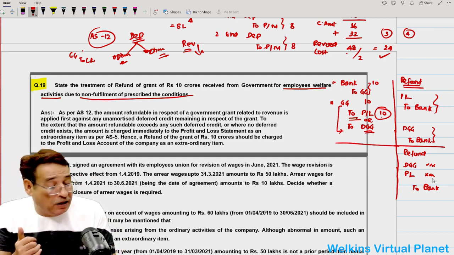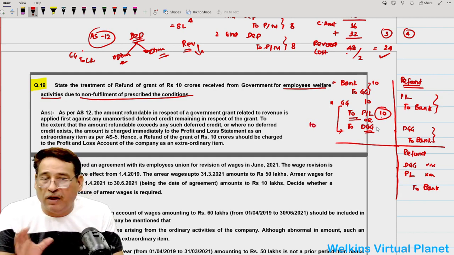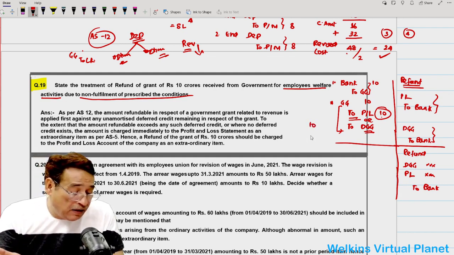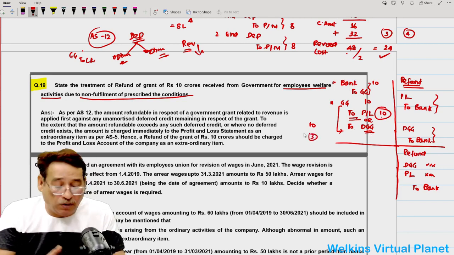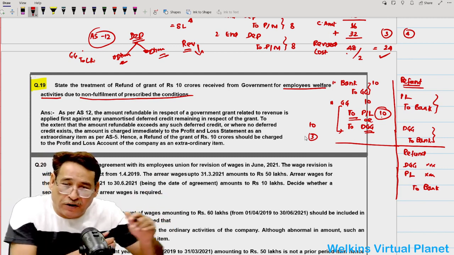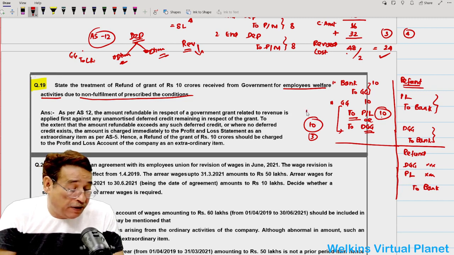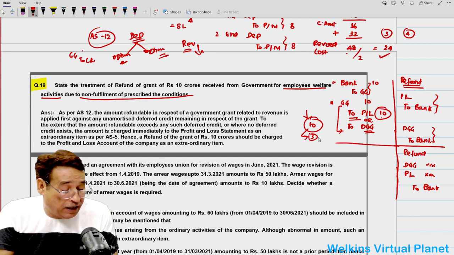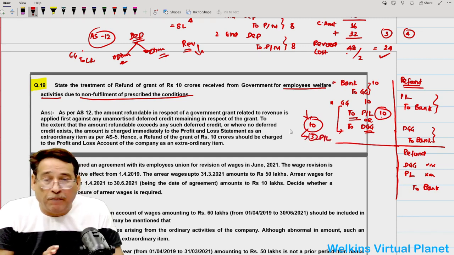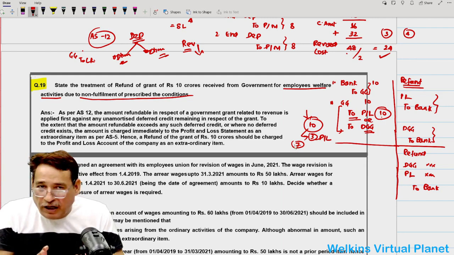Now, there could be another possibility. Let us say out of 10 lakh, I received 10 lakh and I took 10 lakh to the deferred government grant account, correct? And in the next year, out of deferred government grant, I took 3 lakh to the profit and loss account. And after that, I had to refund the grant. That means now, in the deferred government grant account, there is a balance of 7 lakh only.